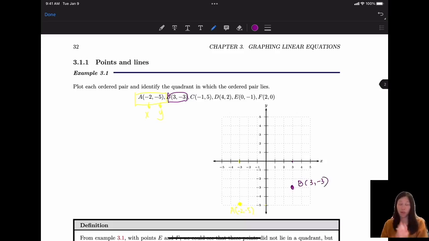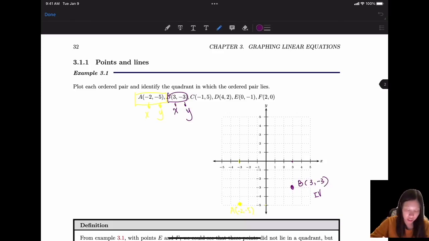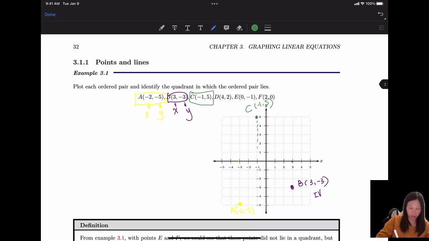Always remember, the first number represents the x coordinate, and the second number represents the y coordinate. So which quadrant is this in? Point B is in our fourth quadrant, right? Quadrant 4. Next, C. Again, let's change to another color. C is -1 and 5, which is in here, because our x is -1 and y is 5. So this is in quadrant 2. Very good.